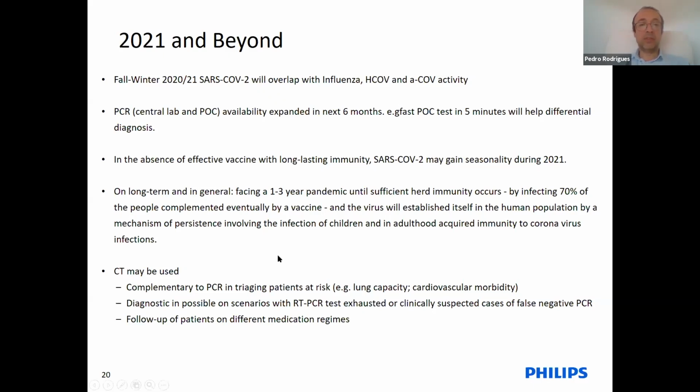In this setting, with PCR increasing, the typical places where we expect CT still to be used are basically complementing PCR in high-risk patients and patients at risk, as well as cases where PCR capacity might be exhausted, or there is suspicion of false negatives. We know that, depending on how the sample for the PCR test is taken, there might still be false negatives. And again, follow-up of patients will be required.